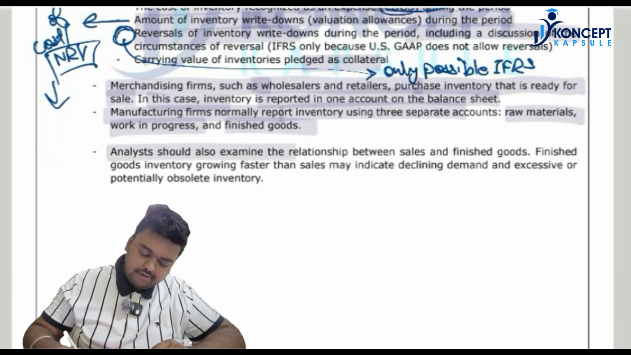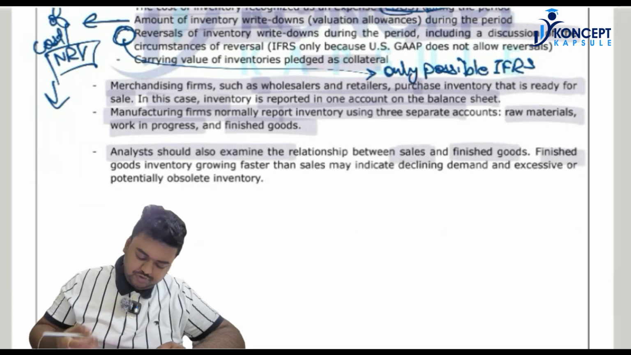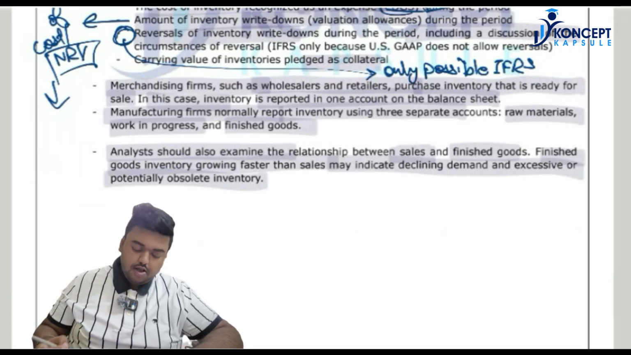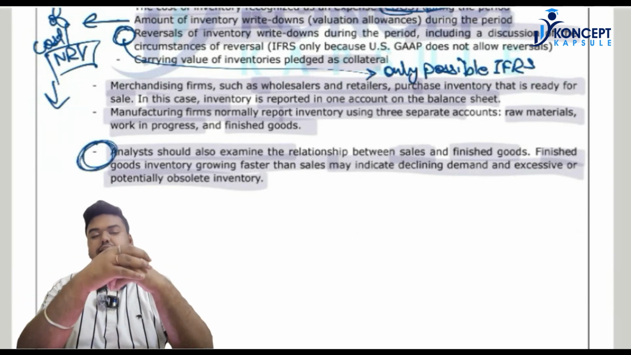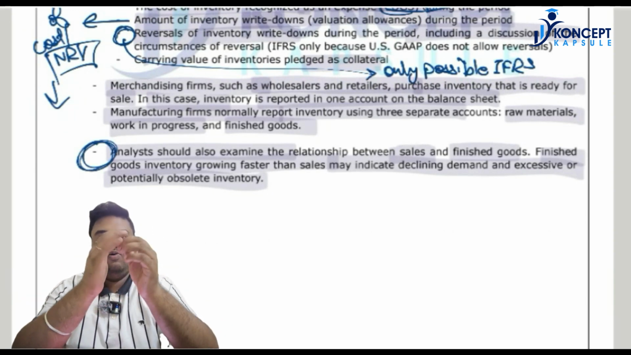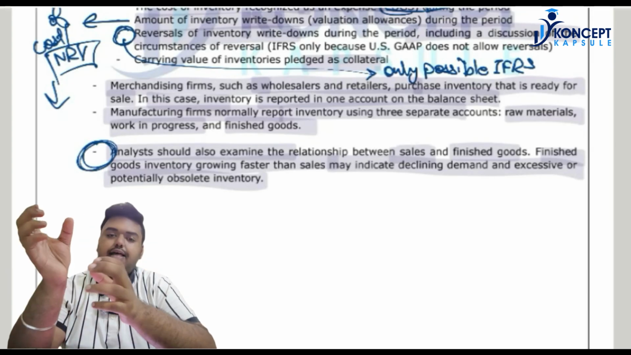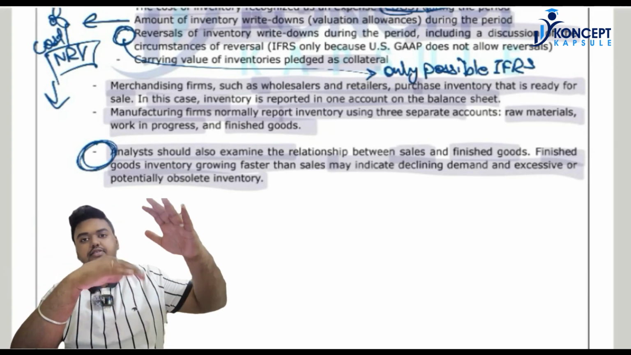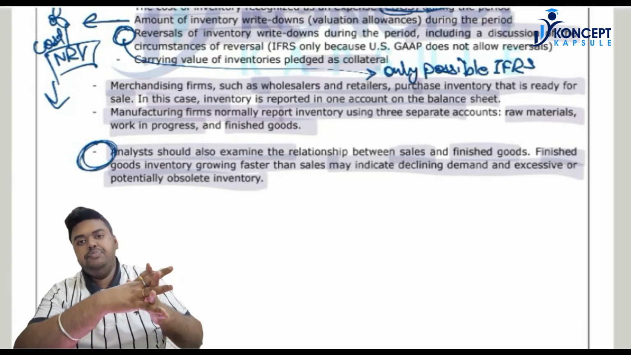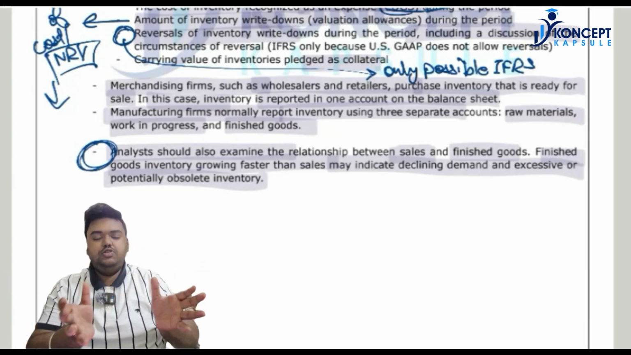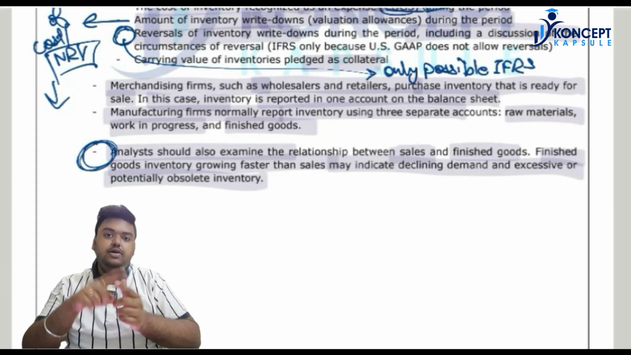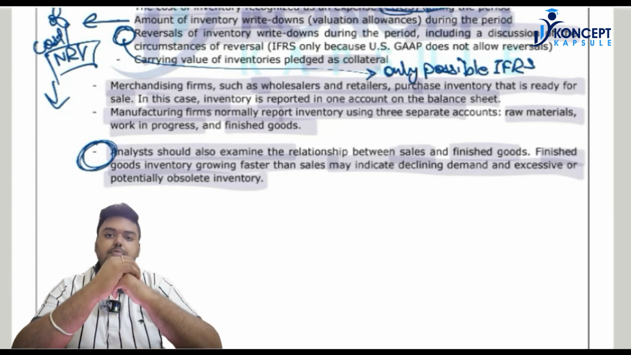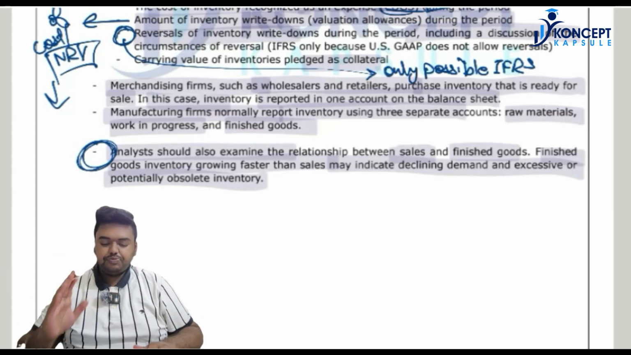Analysts should also examine the relationship between sales and finished goods. Finished goods inventory growing faster than sales may indicate declining demand or excess or obsolete inventory. So again, this is important. From an analysis point of view, you need to understand the relationship between inventory and sales. If the inventory is increasing and the sales is not increasing, what does it mean? It means that your stock will pile up. When the stock piles up, there are chances NRV will fall. When the NRV falls, what happens? It gives you a hit on the P&L. Guys, are we clear? Okay.